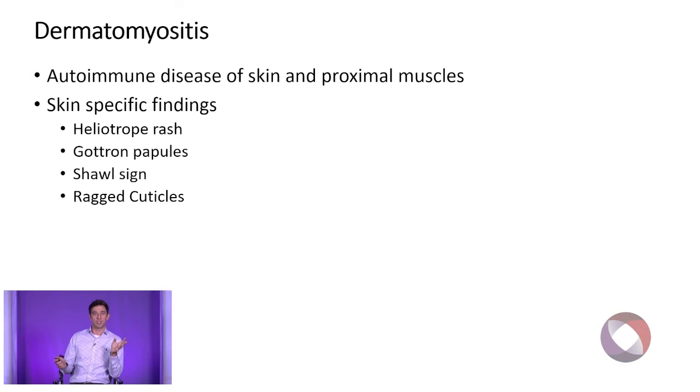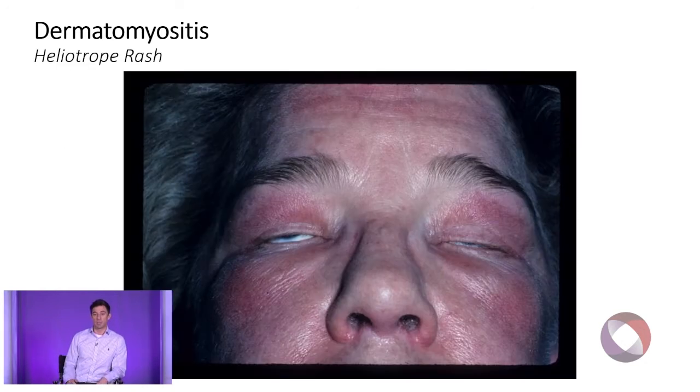Another autoimmune condition, just like SLE. There's some skin-specific findings. There they are. I don't think you really need to remember the names of what each one is. Just know what they look like. That's what's important. You don't make the diagnosis by remembering the names. You make the diagnosis by actually knowing what it looks like. So the heliotrope rash is where they get the redness on the eyelids.